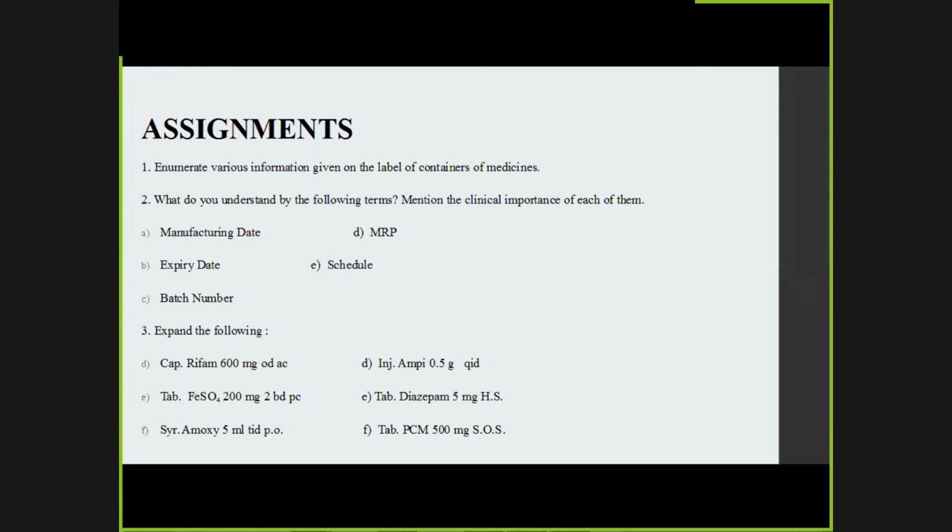I hope you get an idea as to what I'm trying to say. These things you have learned in your previous slides. What are the abbreviations? What the doses imply? What are the full forms of doses? Nanograms, picograms, all these things you know. So these are your 3 assignments for this session. Clear?